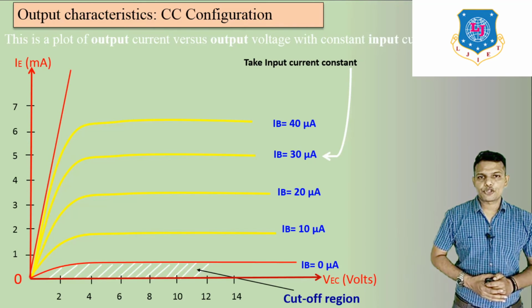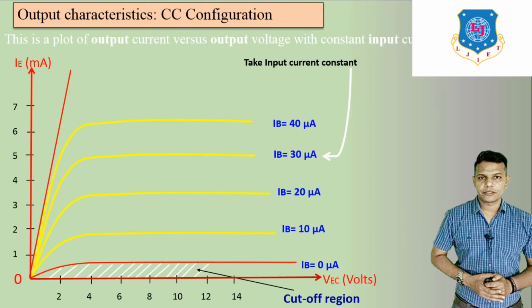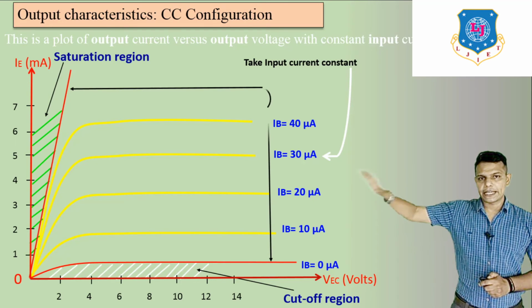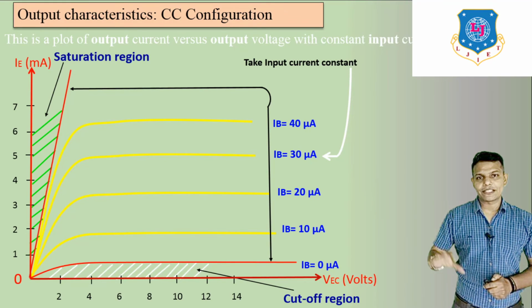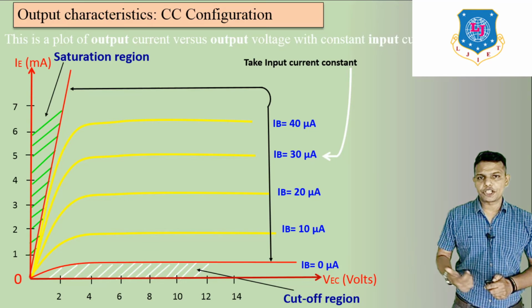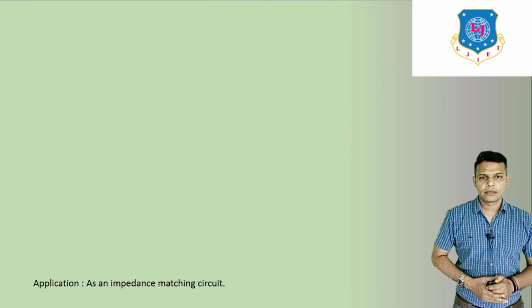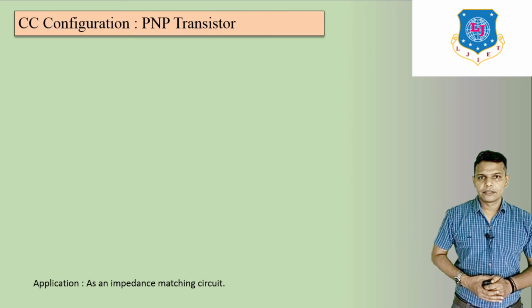Here we can see a straight linear line which indicates the saturation region. So this is the saturation region and this one is your active region. So as we discussed in these characteristics, there are three different types of region: cutoff region, saturation region and active region. Its application is impedance matching circuits.